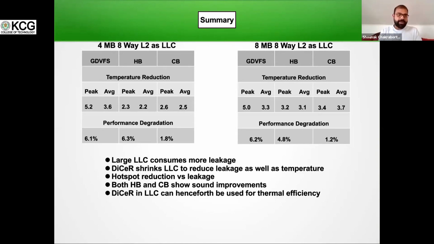Well, so our summary is that a large LLC will consume more leakage, and Dicer actually shrinks the LLC to reduce the leakage as well as the temperature. Hotspot reduction versus leakage was our main target in this case. Both HB and CB show sound improvements. And Dicer in LLC can therefore be used for thermal efficiency as a supplementary method in addition to the DVFS at the cores.